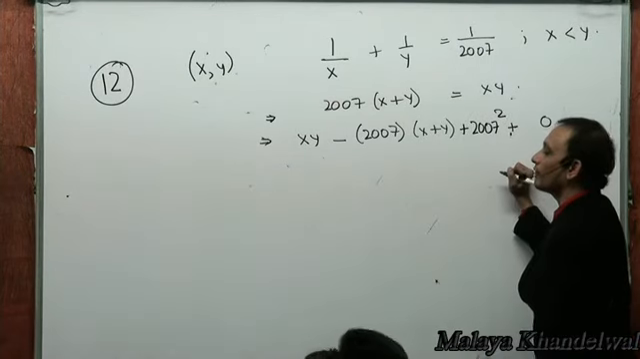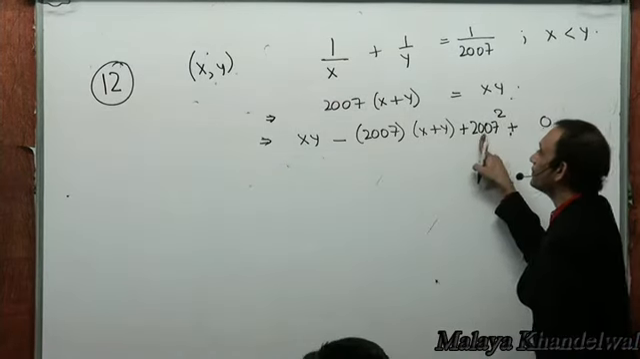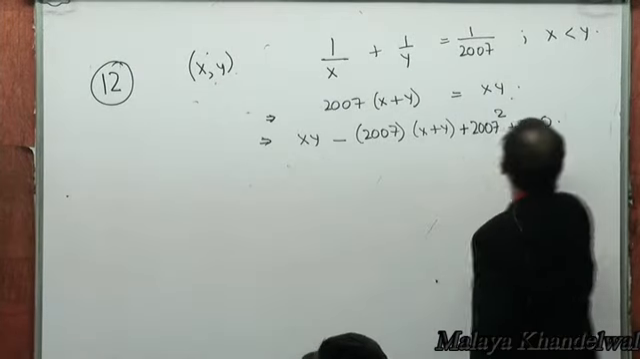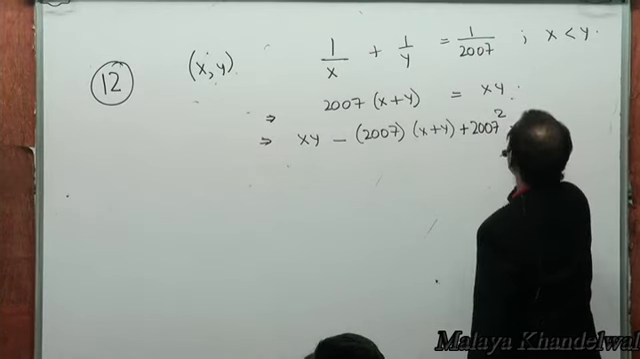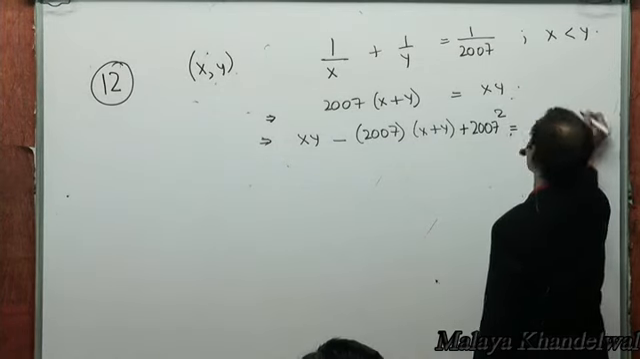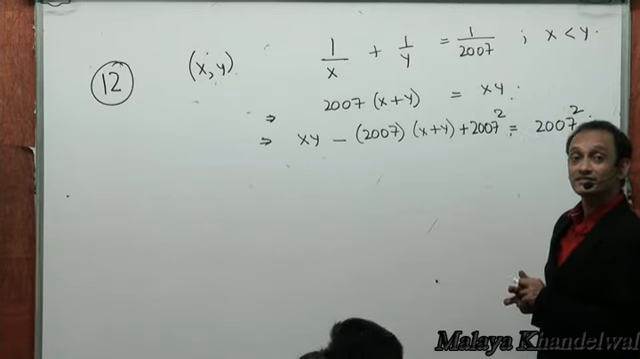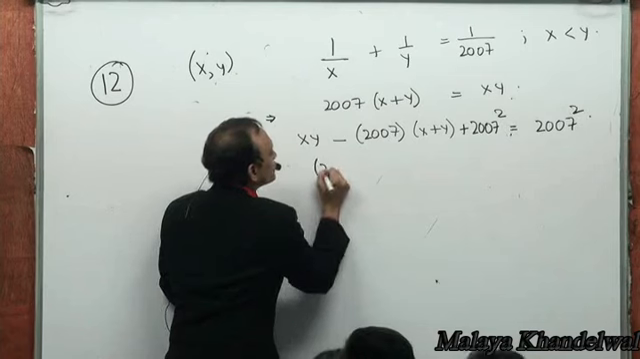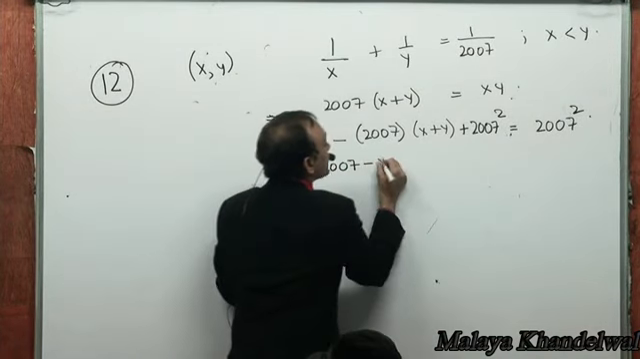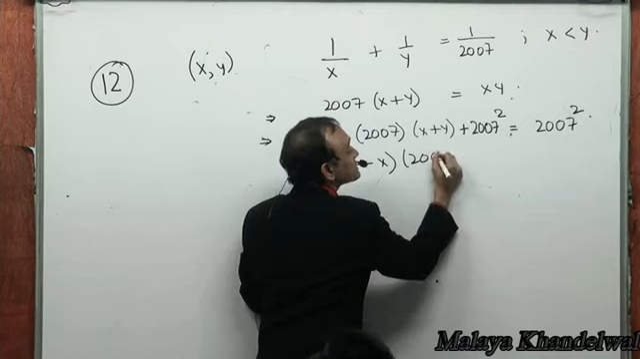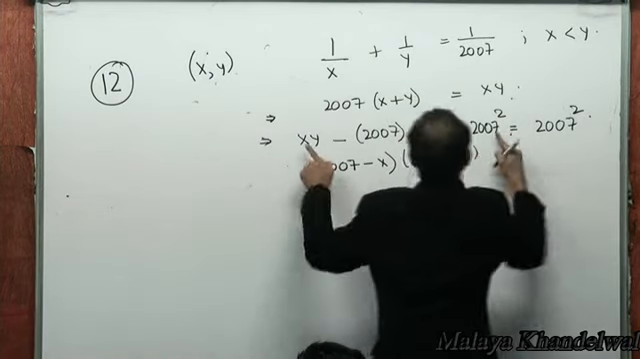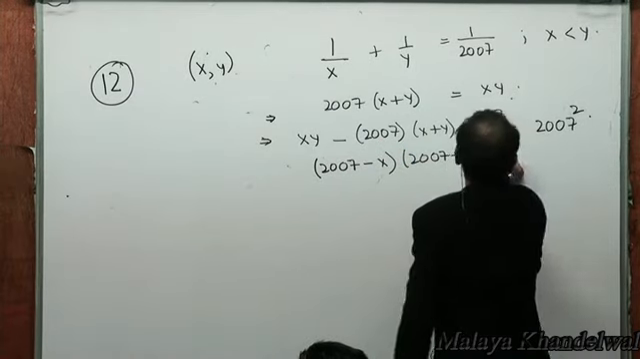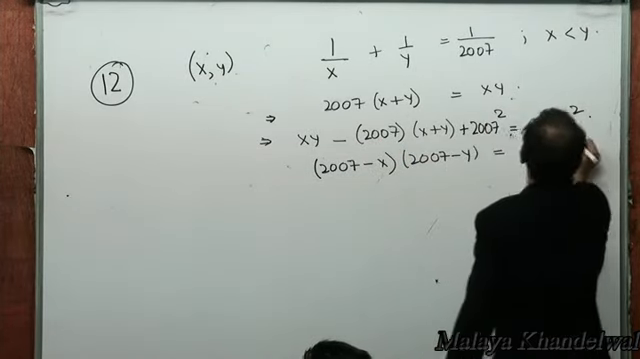2007 squared, x squared minus x into alpha plus beta plus alpha beta. Do you realize the algebra will look a little neater if I add 2007 squared on both sides? Yes or no? Because now this will reduce to 2007 minus x into 2007 minus y, because x and y are the roots of this. If 2007 was x, right? That's equal to 2007 squared? Yes or no?